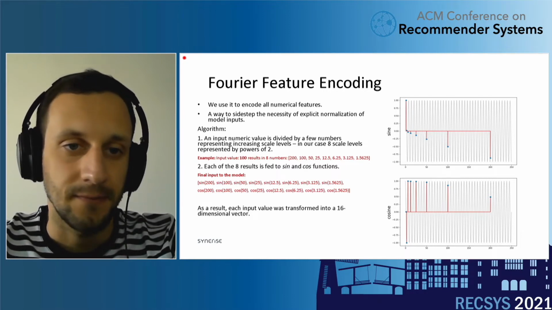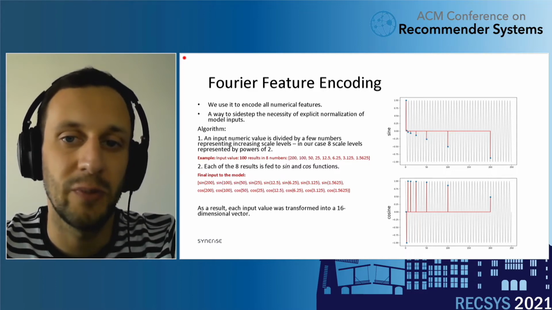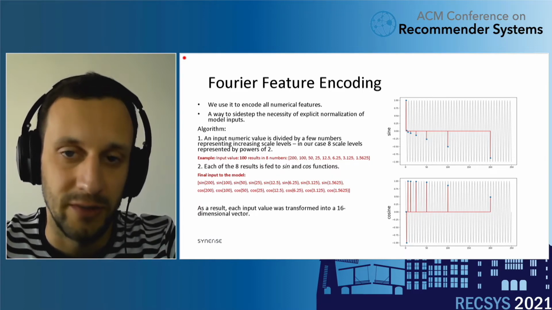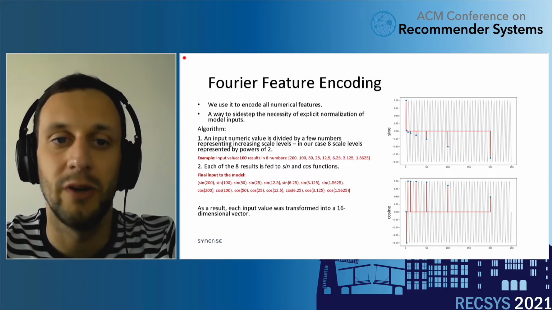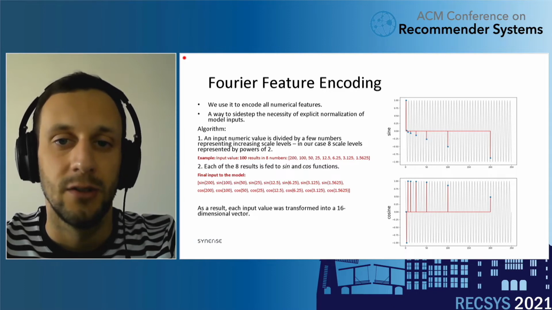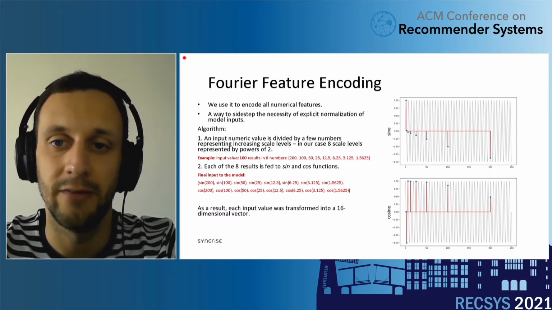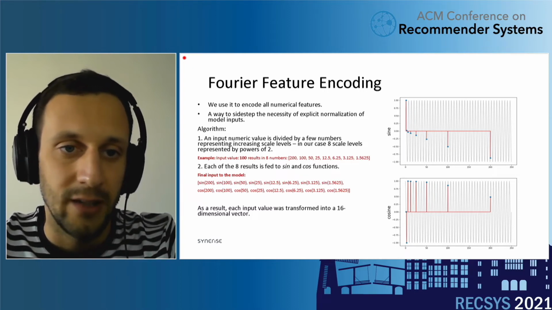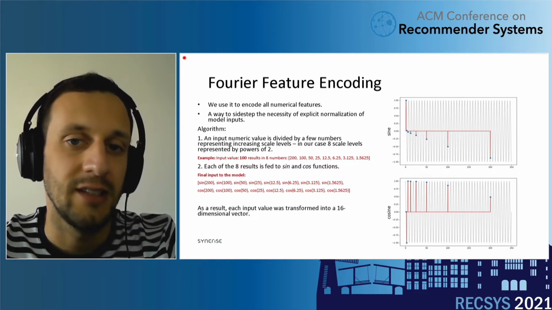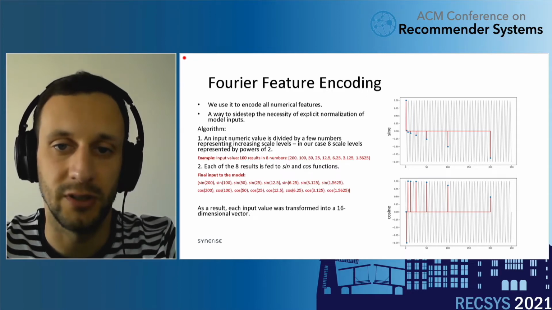First, an input numeric value is divided by a few numbers representing increasing scale levels. For example, we have the input value 100. We divide it by half, by 1, by 2, by 4, by 8, by 16, and so on, resulting in 8 numbers: 200, 100, 50, 25, 12.5, 6.25, 3.125, and 1.5625. Then, each of the 8 results is fed to sine and cosine functions. And on the right, you can see a nice visualization of this process.